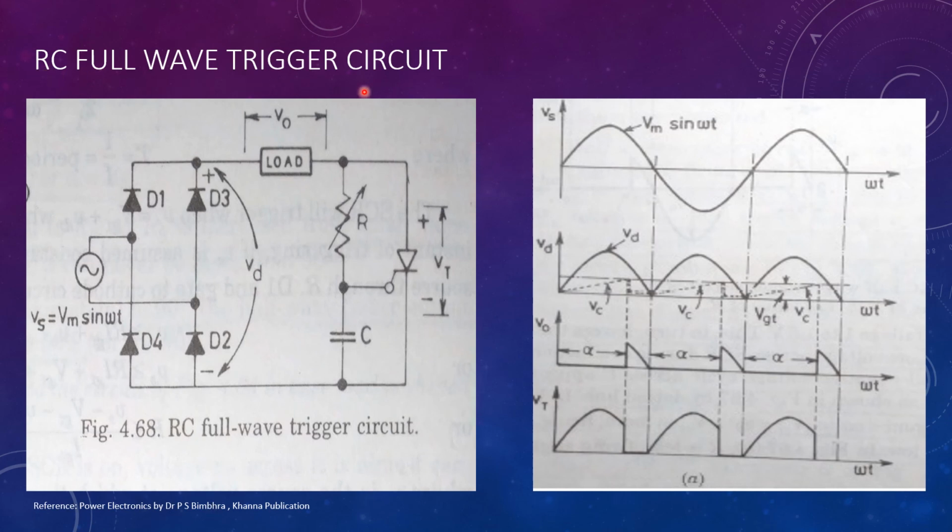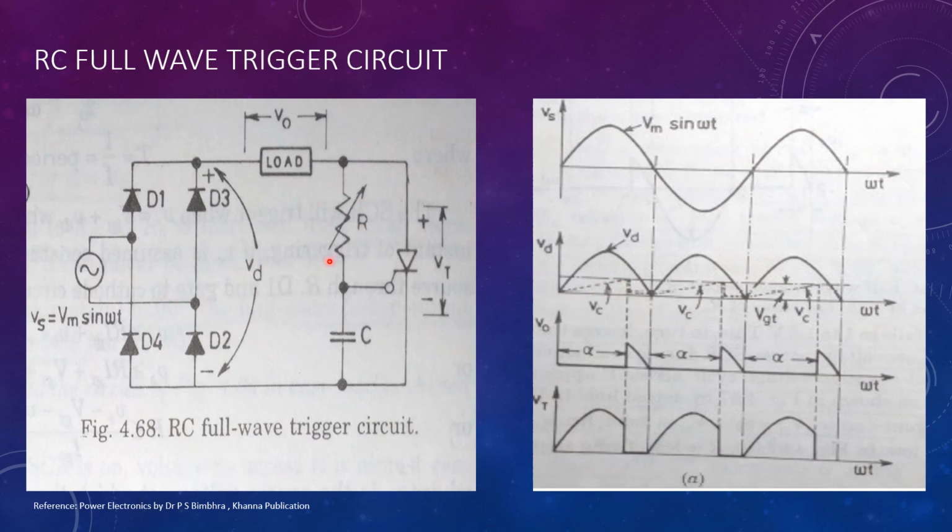RC full wave trigger circuit is as shown in the figure below. A sine wave is applied to a diode bridge. The load is connected between the diode bridge and the thyristor. The RC trigger circuit for the thyristor is as shown. Vs is the sinusoidal source voltage. Vd is the rectified diode voltage. Vc is the capacitor voltage.